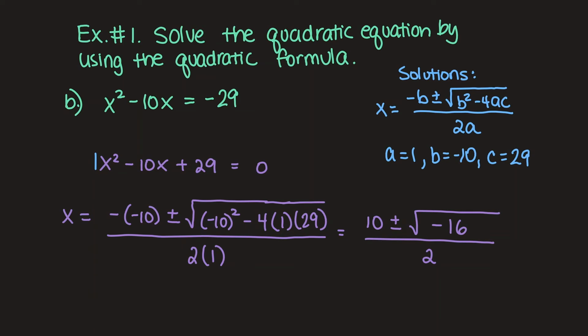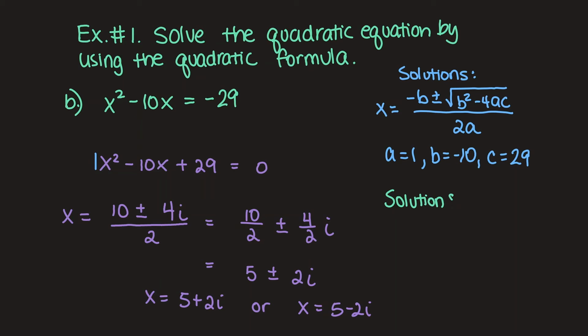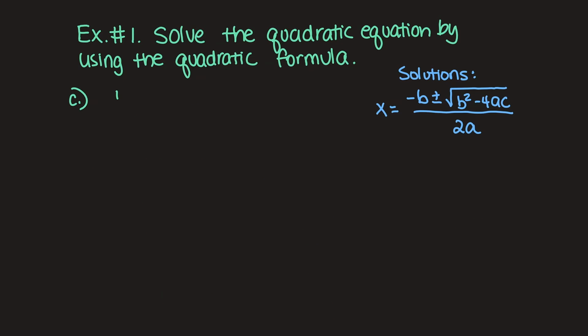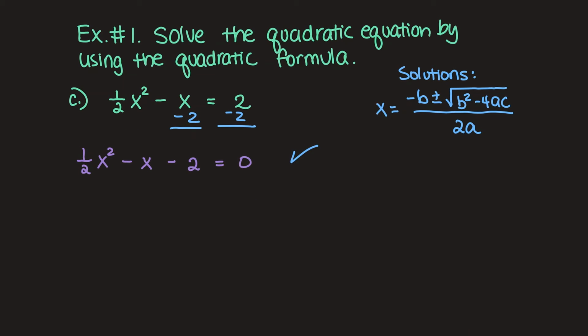It looks like our solutions will be a complex number since we have a negative radicand under the square root. The square root of -16 simplifies to 4i. So we have x equals 10 plus or minus 4i all over 2, which can be further simplified by separating this into 2 fractions and reducing. And now our solutions for x are 5 plus 2i, or 5 minus 2i, which is the same as 5 plus or minus 2i.